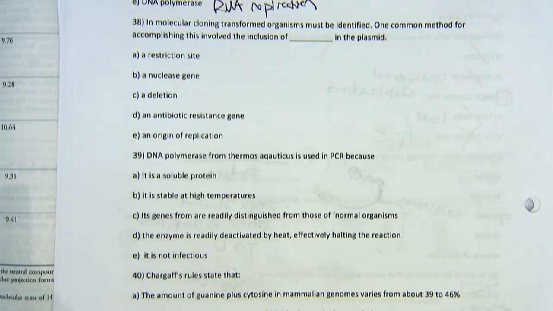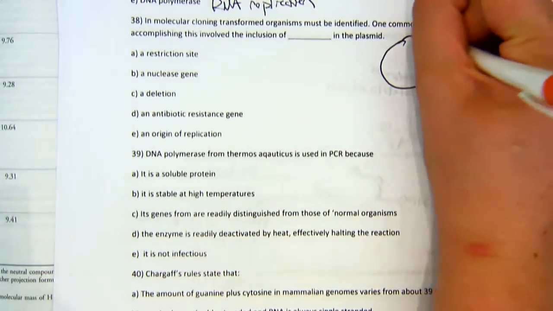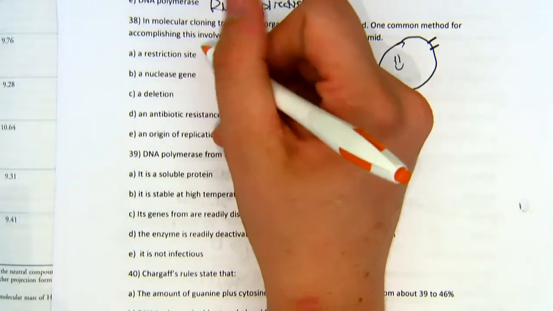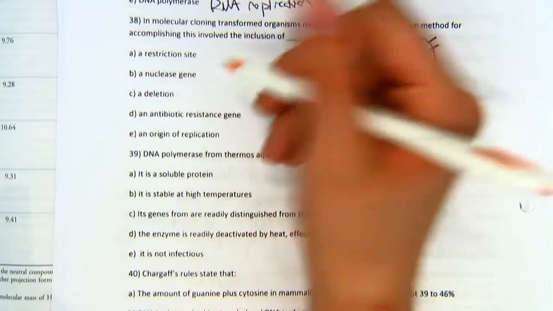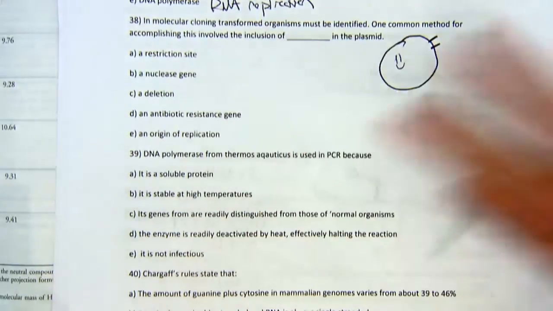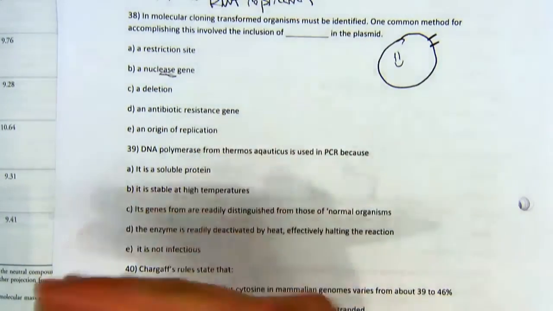So in molecular cloning, transformed organisms must be identified. One common method for accomplishing this involves the inclusion of, what's a way we can get rid of incorrect plasmids and single out the ones that have the gene we want? We could add something that kills the other things, right? So let's say we have a plasmid, right? And let's say I want to insert something that protects the plasmid I want. So a restriction site, that's not really going to help me protect my plasmid or single it out, right? The nuclease gene, that would just be adding whatever genetic material would be to destroy it.